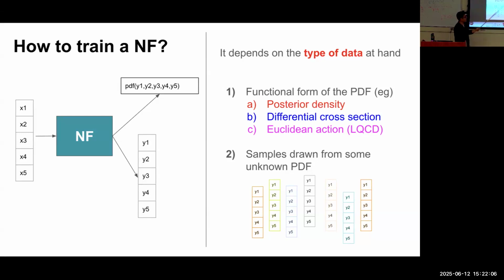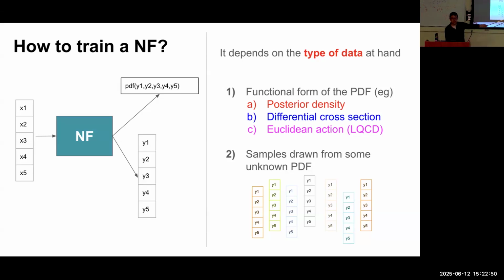There are other ways of doing it, but let's say that you have some sophisticated differential cross-section computed at whatever order in perturbation theory, and you want to convert that into event samples. A differential cross-section is also a probability. So you can, in principle, use the normalizing flow to train at the density level because you have the density. Another possibility is that you have in your hand a Euclidean action in lattice QCD, and you want to sample gauge configurations, and the Euclidean action is essentially a probability. So if you have the probability, then you have data in this format, and the training goes a certain way, as I will explain.